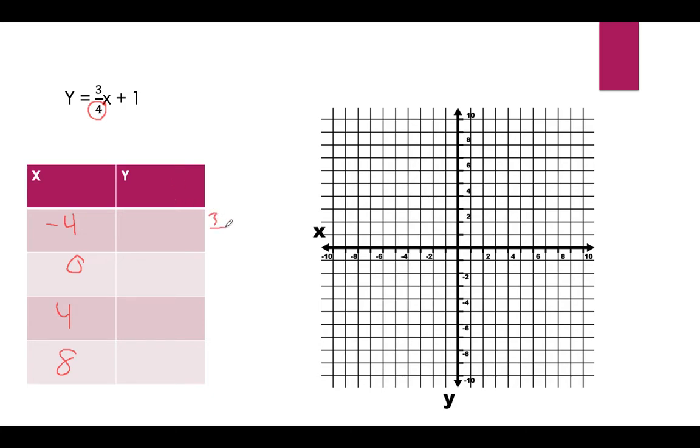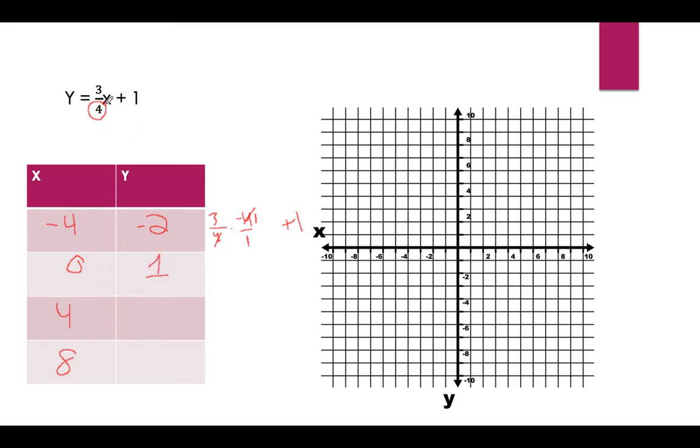You have 3 over 4 times negative 4, and then you have the plus 1. Well, remember, these basically cancel out. The 4 and the 4, because you have 4 on top, 4 on bottom. So then you would have a negative 1 times 3, which is negative 3. So negative 3 plus 1, negative 2. If you plug in 0, 0 times 3 over 4 is 0, plus 1 is 1.